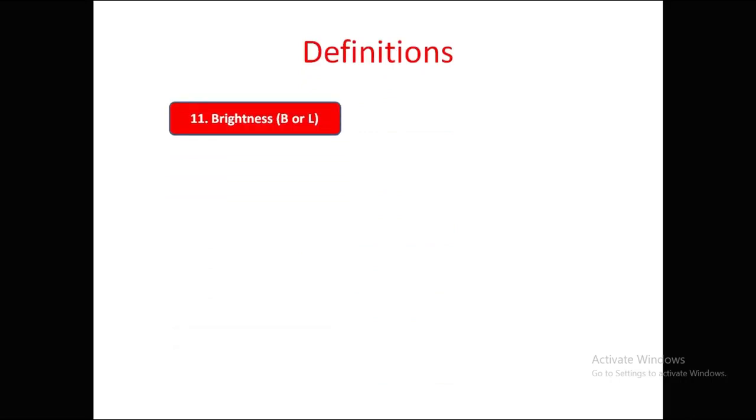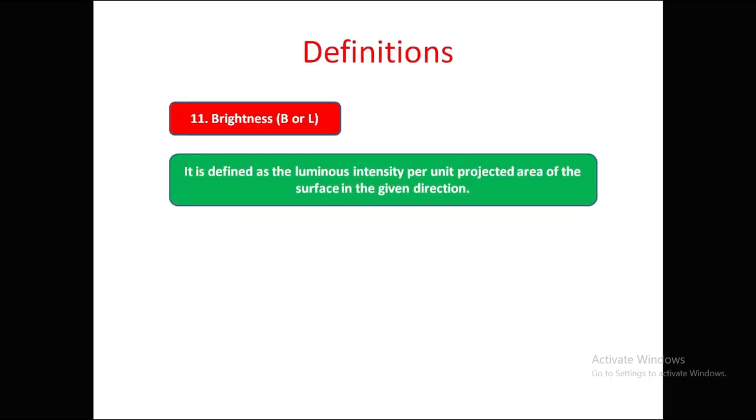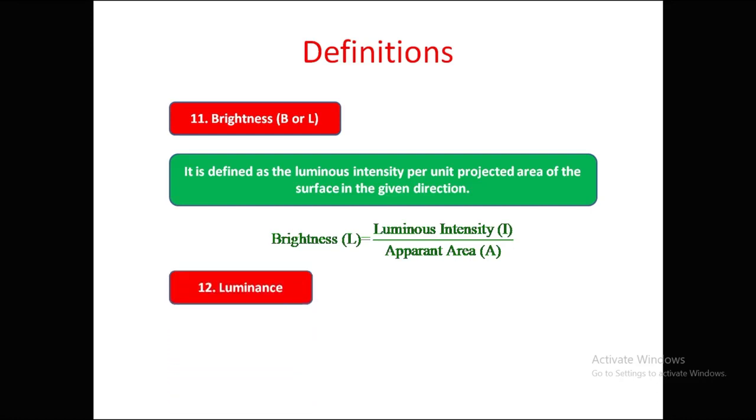The next definition is brightness. It's defined as the luminous intensity, capital I, per unit projected area of the surface in the given direction. So this is capital L. Brightness, capital L, is equal to luminous intensity, capital I, divided by apparent area, capital A.